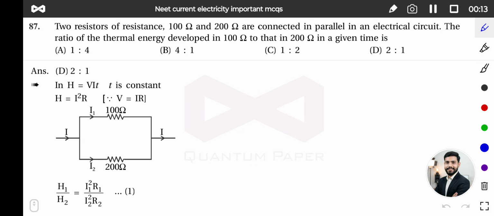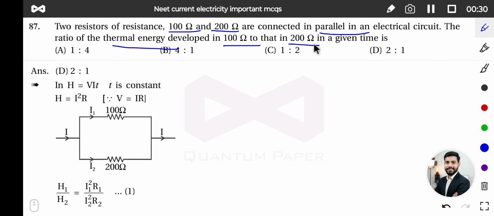Previous year questions, and we will solve some new questions from this chapter which are very important for your exam. So look at this question. Two resistors of resistance 100 ohm and 200 ohm are connected in parallel in an electrical circuit. We have to find out the ratio of the thermal energy developed in both the resistances. So that means we have to find out the ratio of the heat.